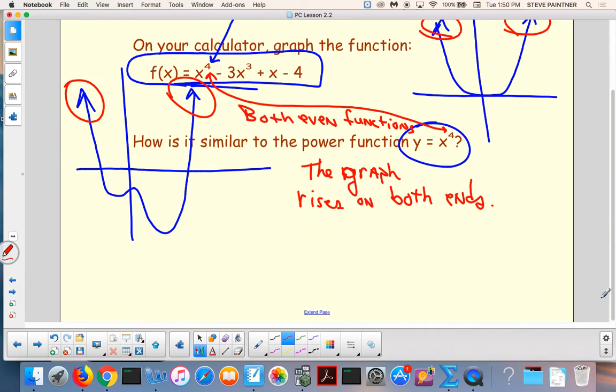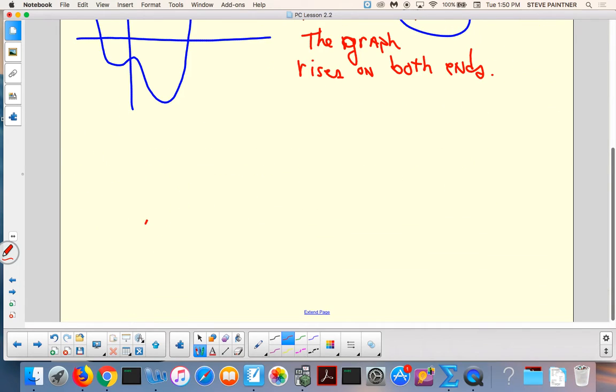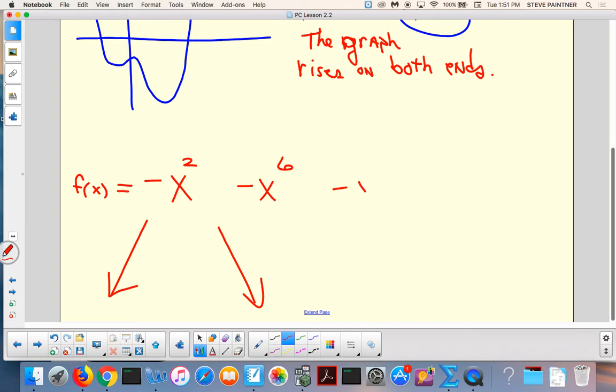So watch, you have to do this for me, will you? Will you give me something that goes down on the left and down on the right? What kind of function would do this? Negative, okay, good. X to the what? Even, just say even, okay, 2. Or could you say this? Yeah. As long as you say negative, even, down, down. Even functions act like parabolas: down, down, up, up, up, up, down, down. Okay? That makes sense? Okay.